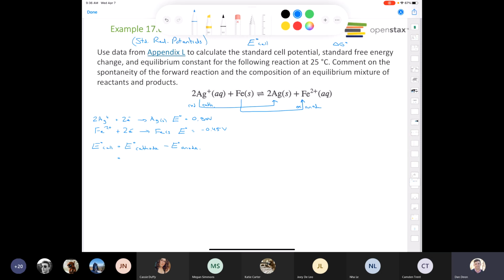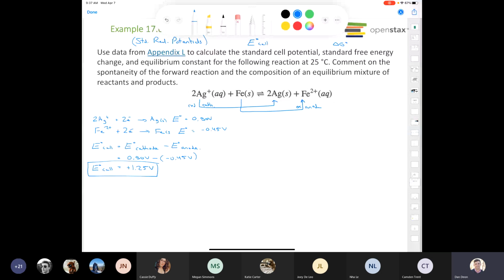So we have our cathode. Which one of these is our cathode? Well, remember, the silver is the cathode because the silver is being reduced. So we have 0.80 volts, subtract the standard reduction potential of our anode, which is the iron being oxidized to iron 2+, so subtract negative 0.45. When you take a negative and you subtract it from something positive, it's like adding it, isn't it? So we have the standard cell potential being positive 1.25 volts.